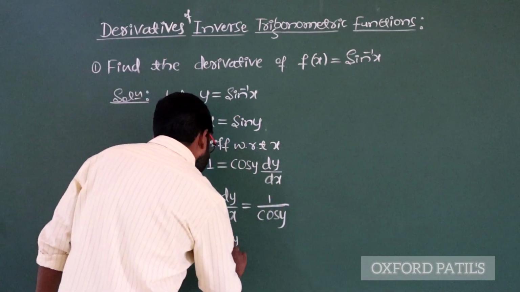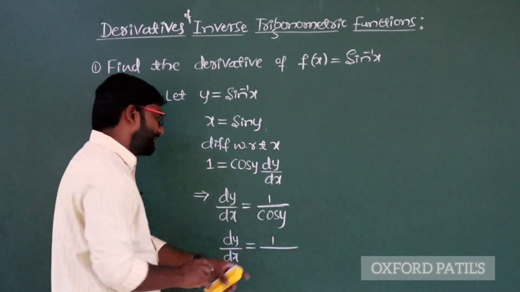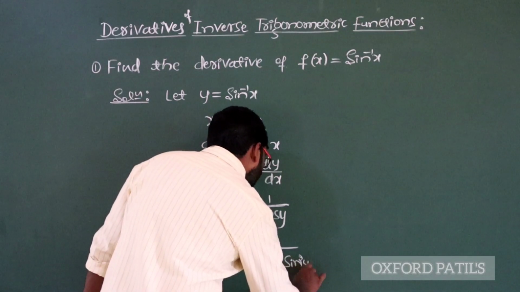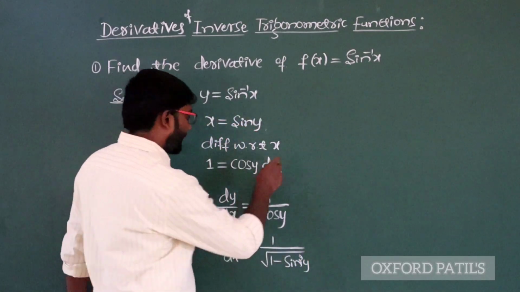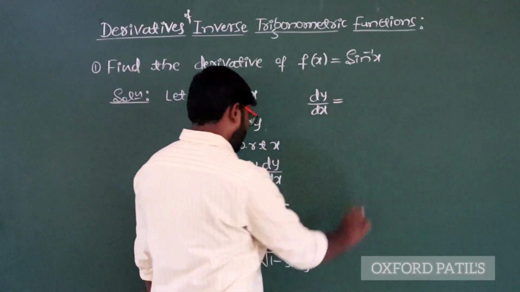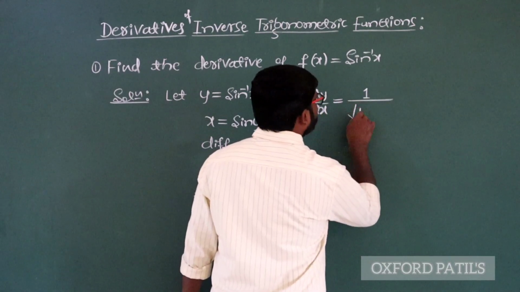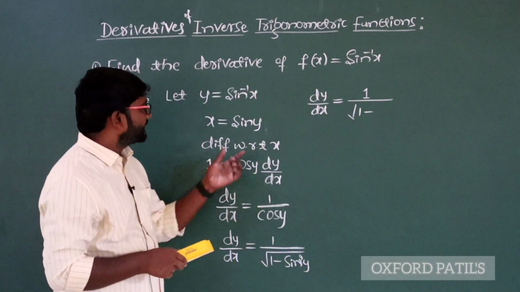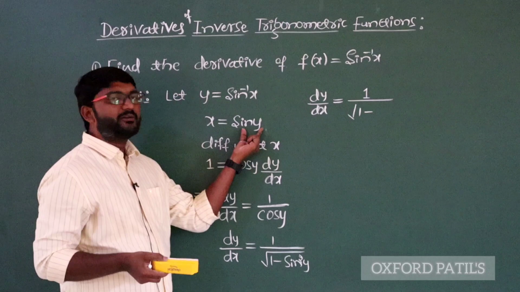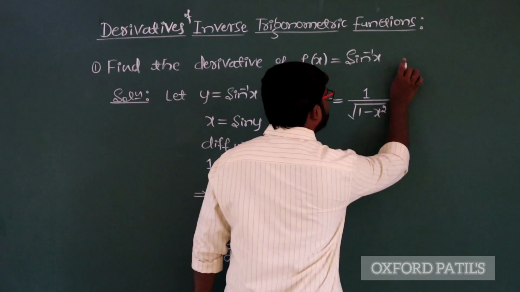Now dy by dx, which is equal to 1 divided by cos y, can be written as 1 divided by square root of 1 minus sin square y. So now dy by dx is equal to 1 divided by square root of 1 minus, what is sin y here? Sin y is x, but here we have sin square y, squaring on both sides, sin square y means it is x square. So replace sin square y by x square. So this is the required answer.